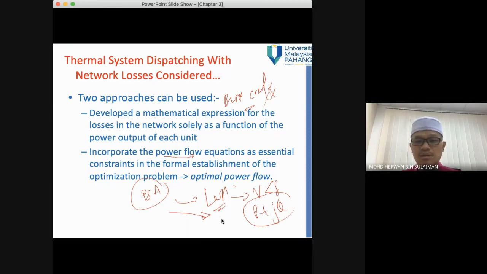generator coefficients or characteristics, but we don't know the transmission line characteristics, the R and X values we don't know. So that becomes a problem. Okay, that's why normally we know the generator characteristic, but we don't know the transmission line characteristic. That's why load flow is rather difficult to use. That's why normally, even in papers published in many journals, they use the B loss coefficient.